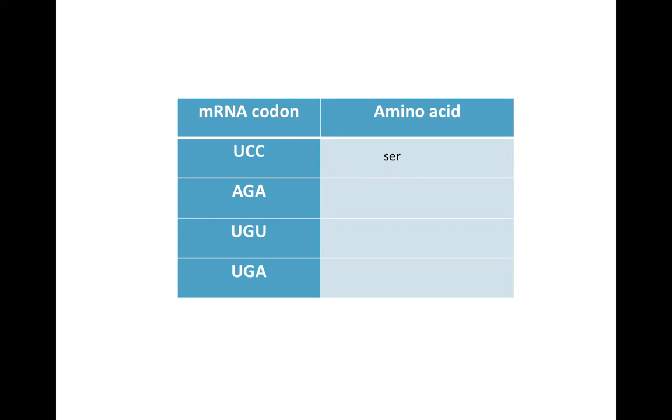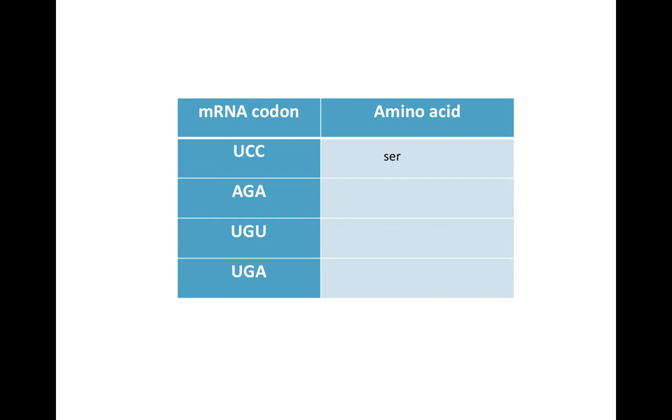So they're going to have either 3-letter codes or a full name. Don't worry about memorizing these, but just know that they are shortened. So I'm going to let you guys search for AGA, UGU, and UGA.